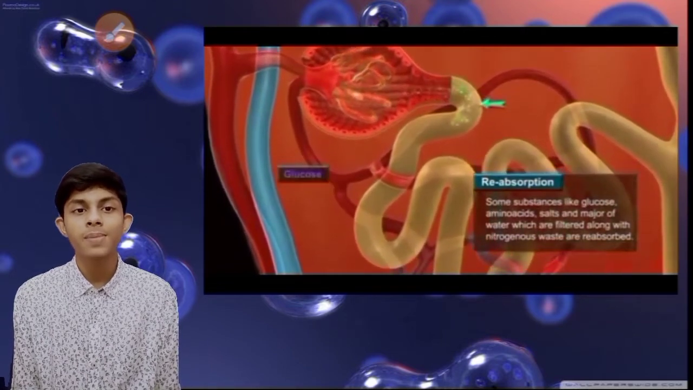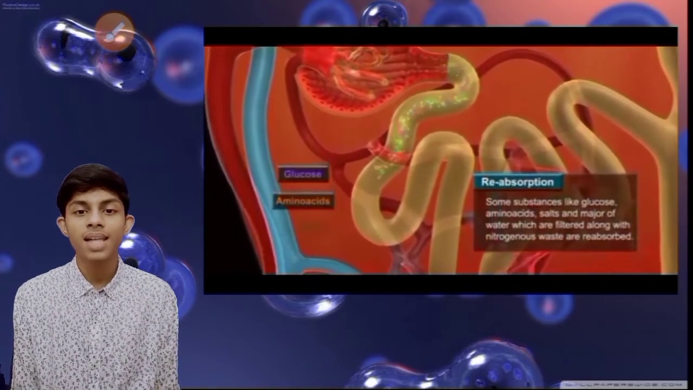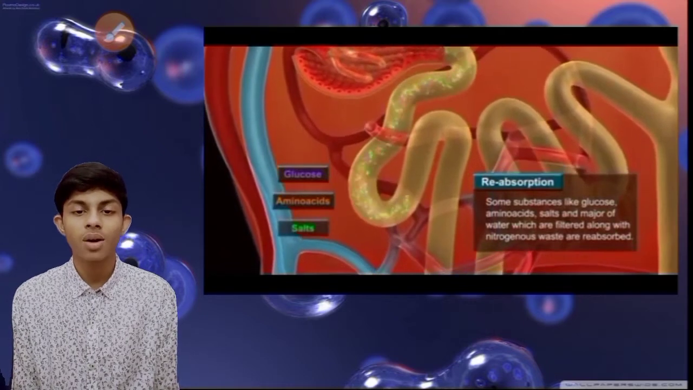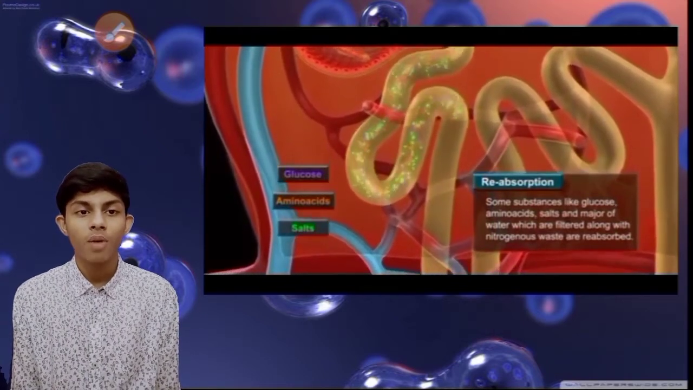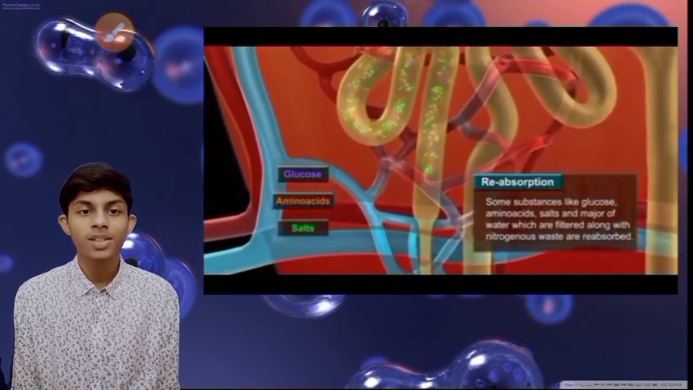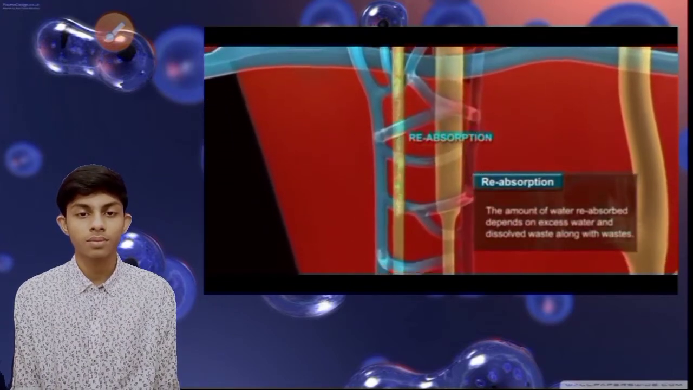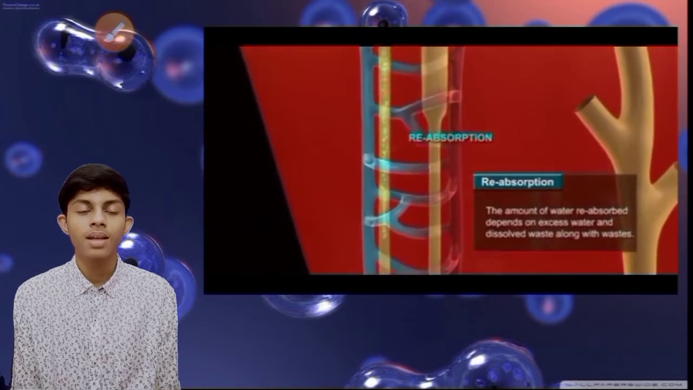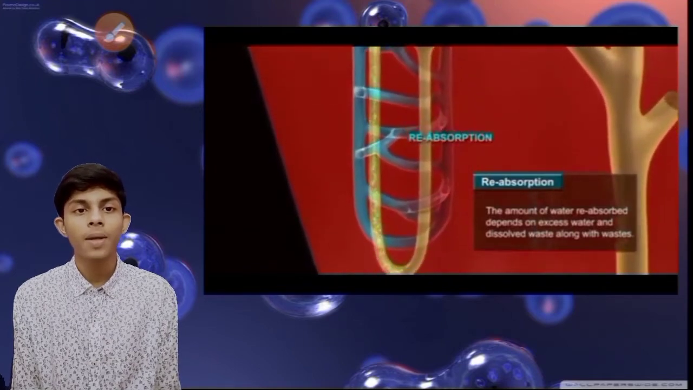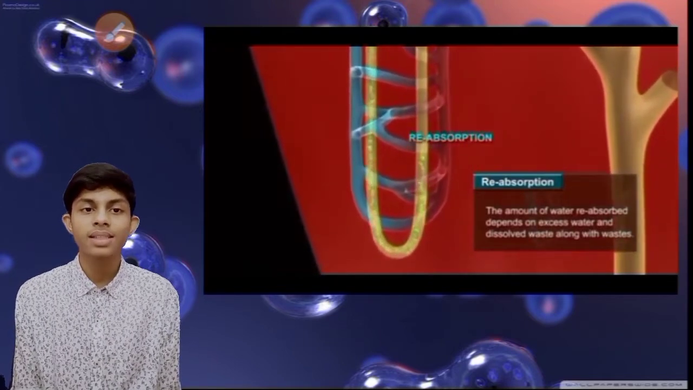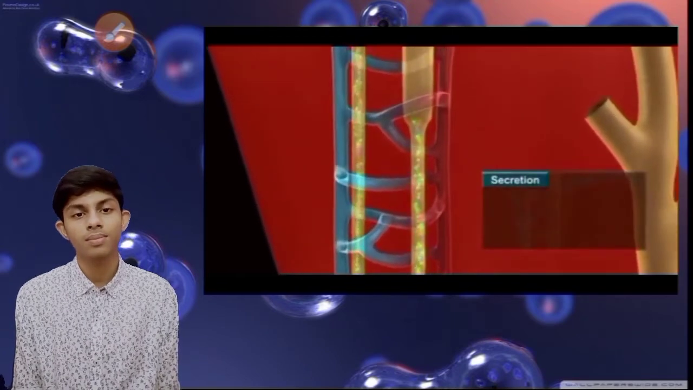Number 2, reabsorption. Some substances like glucose, amino acids, salt and a measure of water, which are filtered along with nitrogenous waste, are reabsorbed. The amount of water reabsorbed depends on excess water and the dissolved waste along with water.